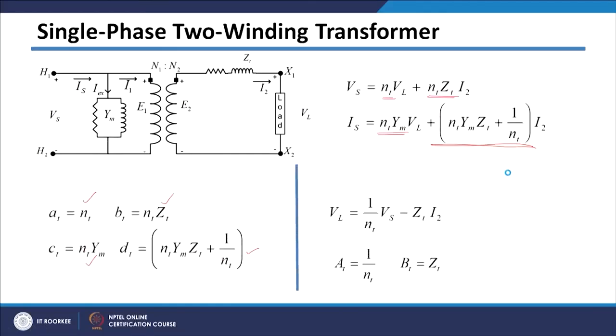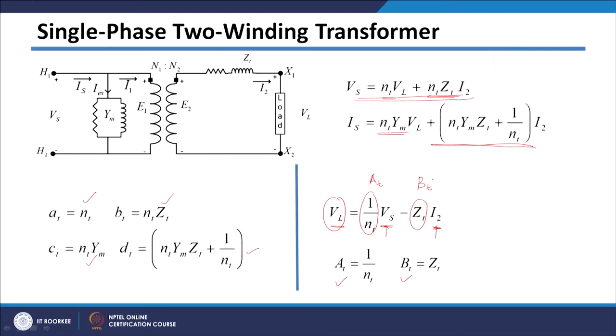To get that, you can just rewrite this equation in terms of VL. So, in this case, Vs divided by NT minus ZT into I2. So, basically this will be your required parameter A and this will be your required parameter capital B, which relates your source voltage and load current to the load voltage, because as I told you many times, we need to calculate the load voltage where your source voltage and load current are basically known. So, this gives me your capital A. Since it is for a transformer, I am writing AT and BT.